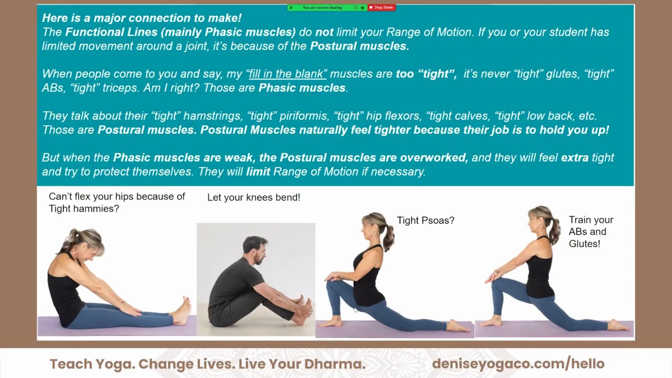When they talk about tightness, they're going to talk about their tight hamstrings, yeah? Tight piriformis, if they know that. That's that deep external hip rotator that we sit on in pigeon, okay? A lot of people feel that really strongly in pigeon. So that's your piriformis. Hip flexors, people will talk about their psoas, their rectus femoris. Tight calves, people will complain about. Tight low back. Those are all postural muscles.